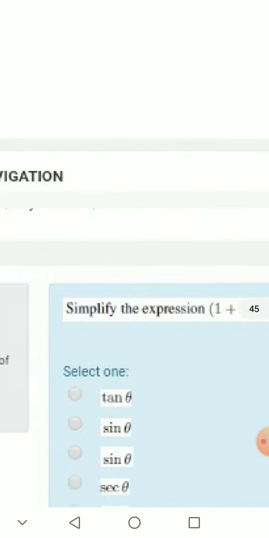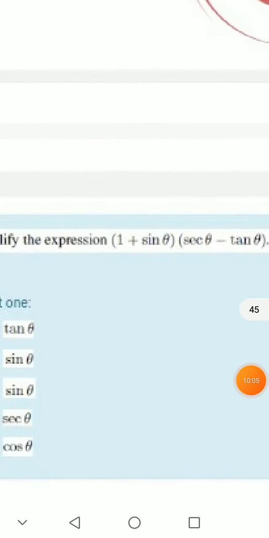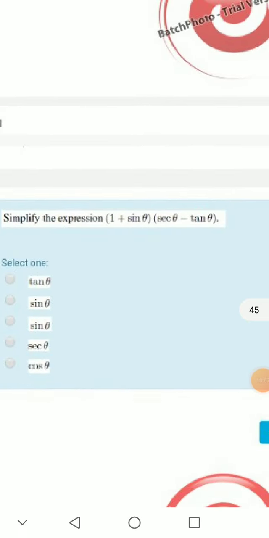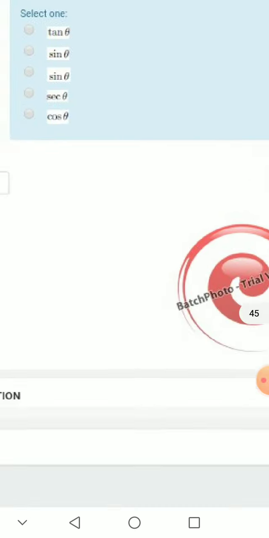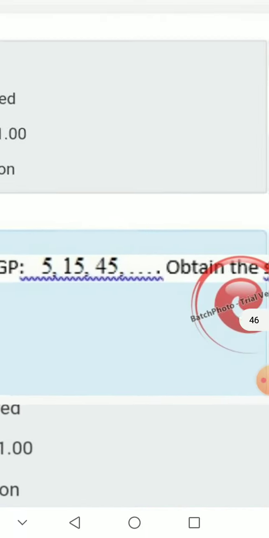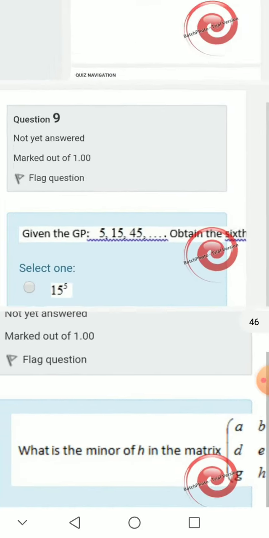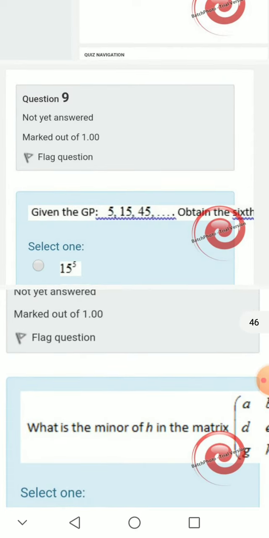Now we move to the next question. I think we've done something like this, but maybe we should do that again. 1 plus sine theta into sec theta minus tan theta. Okay, we've done that before, look at the previous videos. Now this is a GP question. It says given the GP 5, 15, 45, obtain the sixth term.